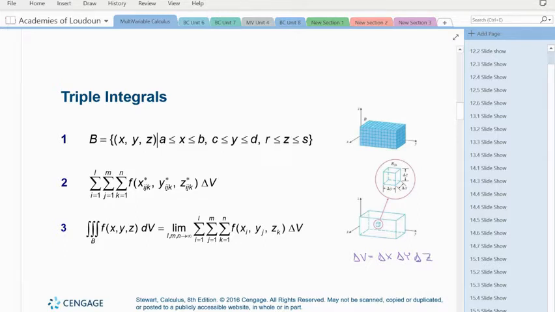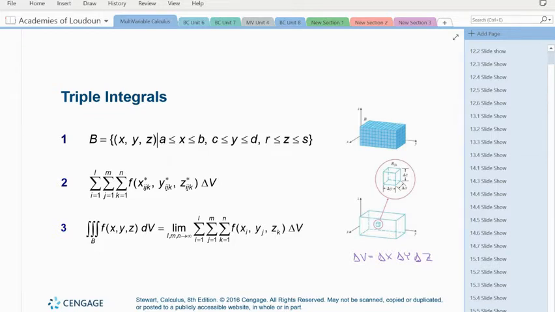We then form the triple Riemann sum as shown in equation 2, where there is a sample point inside each of these boxes. By analogy with the definition of a double integral, we can define the triple integral as the limit of the triple Riemann sums shown in equation 2.